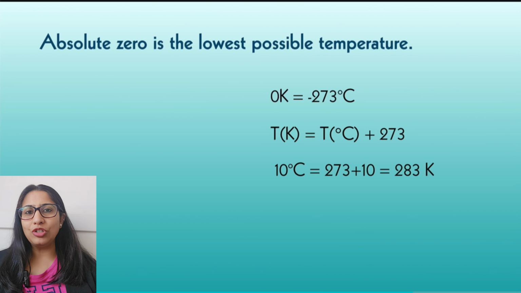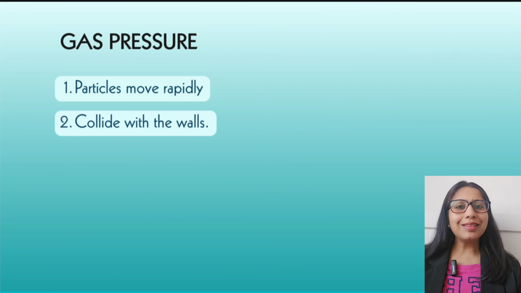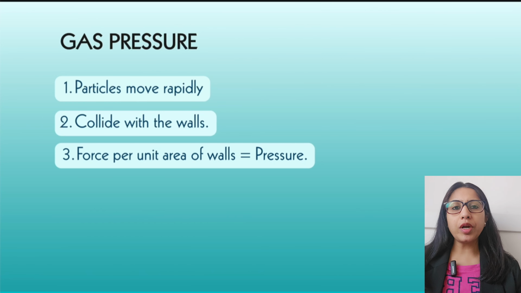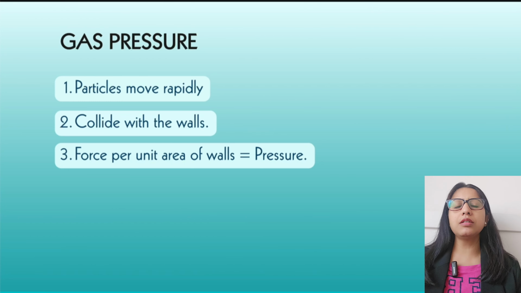Let's talk about gas pressure now. As we know, the particles move rapidly in gas. The particles move in all directions, but the particles move in straight lines. As they move in straight lines, they keep bumping into each other. They keep hitting the walls of the container. And when they collide with the walls of the container, they exert a force on the wall. Now, one tiny particle will exert a tiny force, but imagine billions of particles bumping into the wall of the container all at once. That will be a considerable force per unit area of the wall. This force per unit area of the wall is the pressure exerted by gas on the walls of the container.